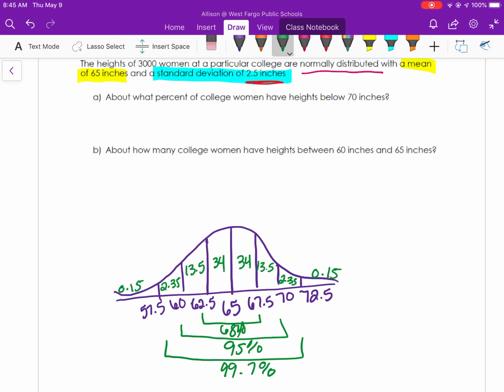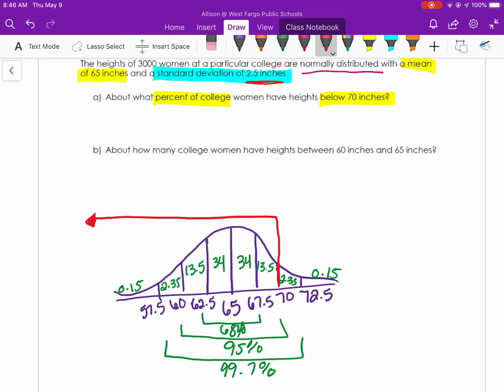So then the first question, now that I have it drawn out, I can go back to my questions. The first question said, about what percent of college women have heights above 70 inches? So this one asked for the percent of college women with heights below 70 inches. I read that wrong first, I think. So heights below 70 inches. So if I go to my normal curve here and find 70 inches, then I want everything that's below 70 inches. So that's going to include all of these data points to the left of 70.